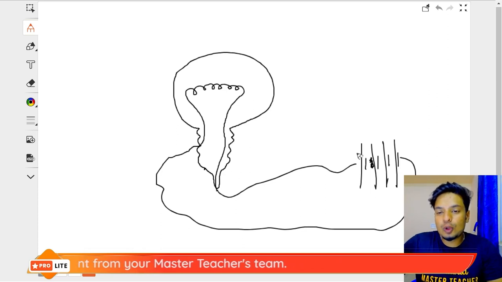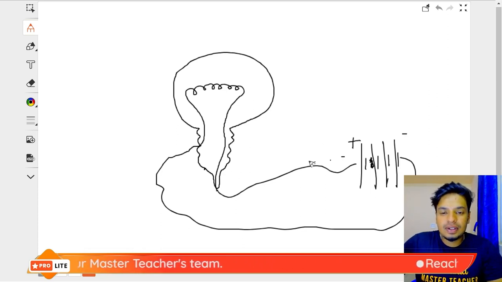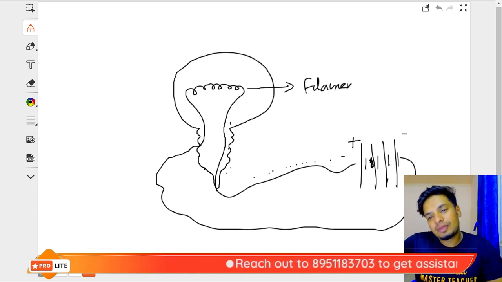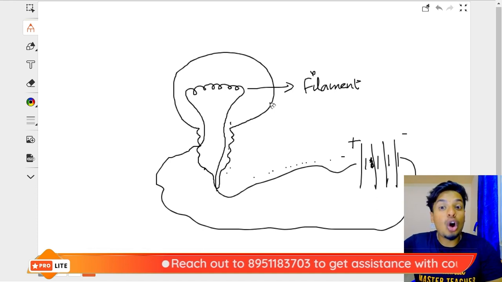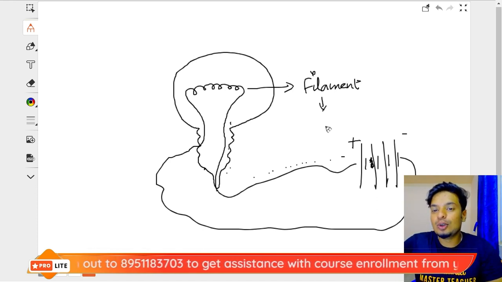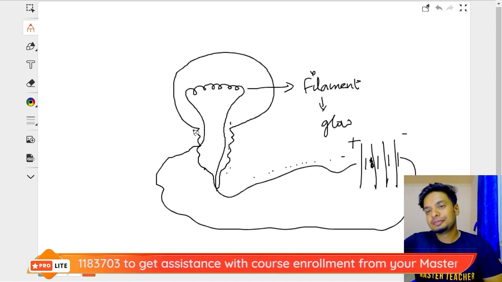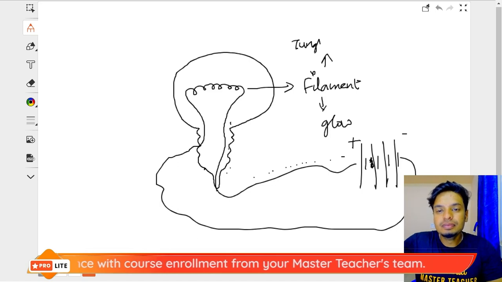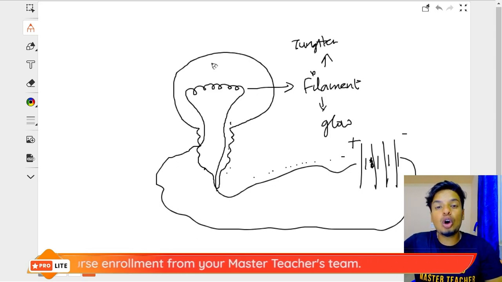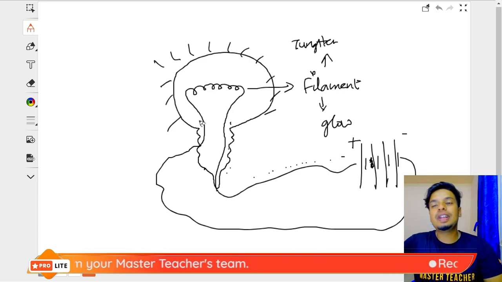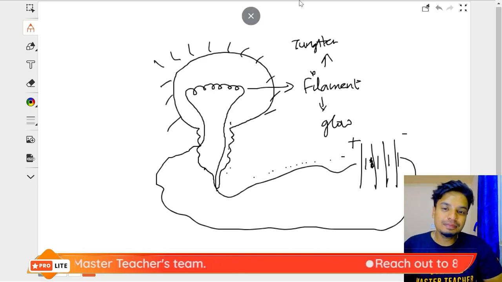Electric current flows from positive to negative, right? So when electric current flows through this wire, this is the filament, very thin, guys, it becomes hot. And what happens when metals become hot? They start to glow. What is the filament made up of? Tungsten. So it starts to glow and produces light. This is an application of the heating effect of electric current.